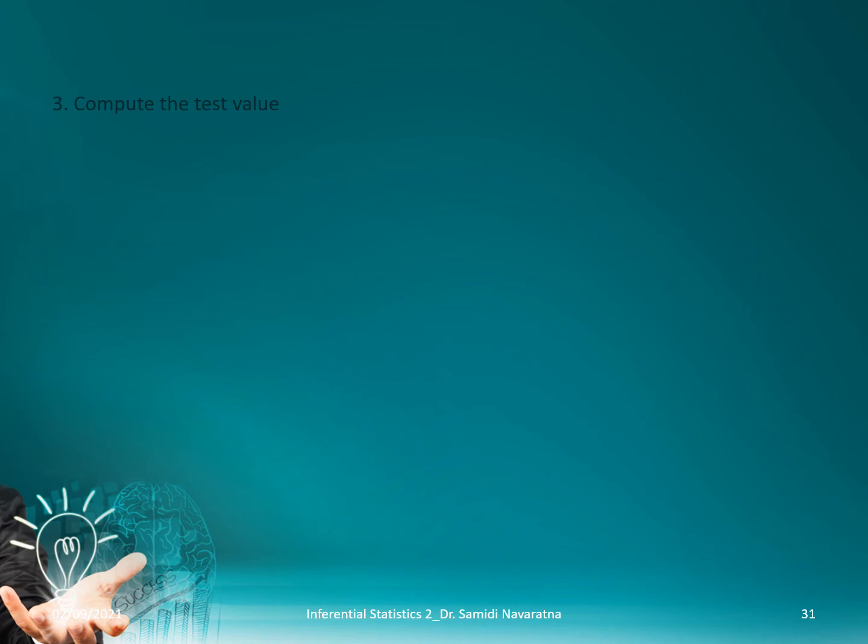So the next step is to compute the test value using the one sample t-test equation. So here the observed value or the sample mean is 43.6 and the expected value, that is the population mean, is 36.7. Standard error is 6 and sample size is 15. So the calculated t is 4.45. Next step is to compare the calculated value with critical value and make a decision.